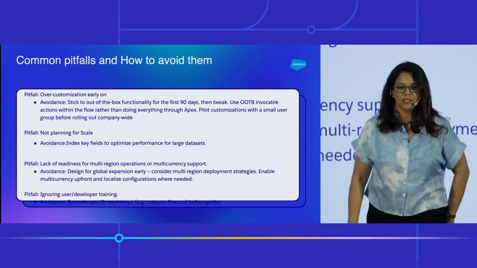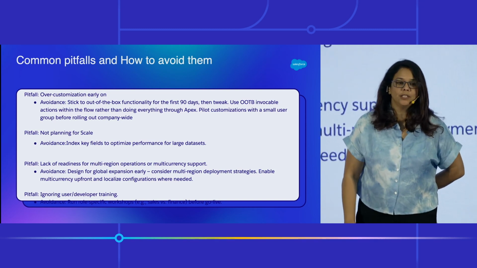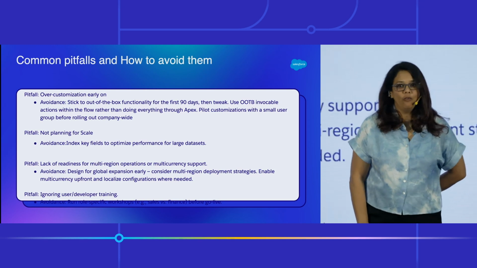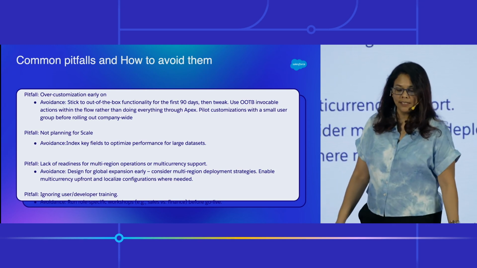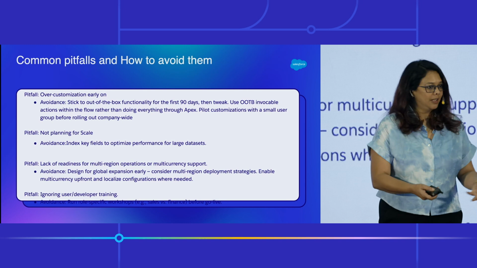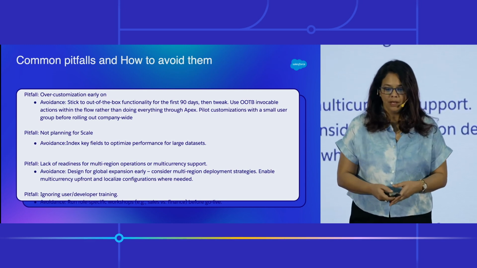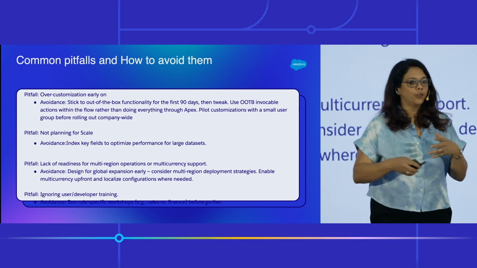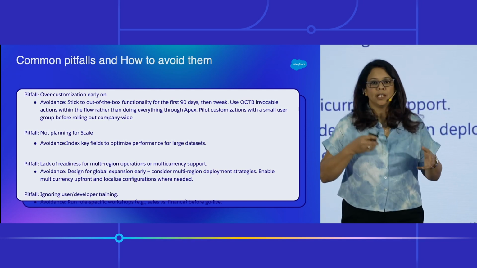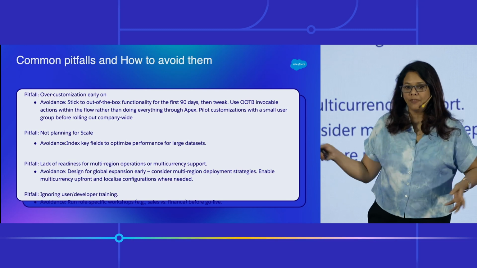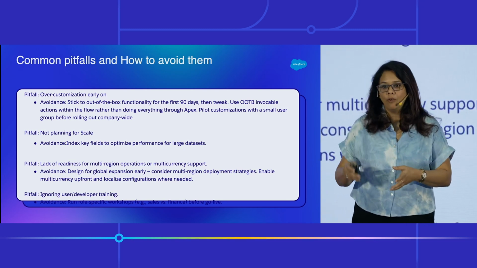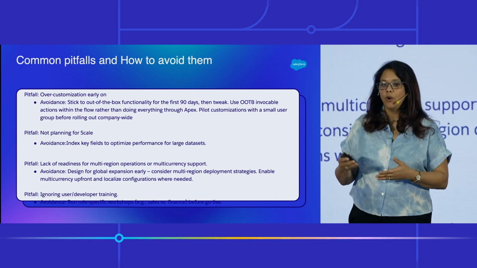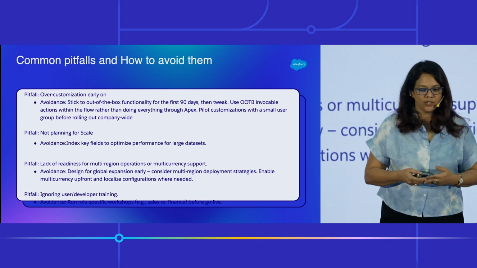Common pitfalls and how to avoid them. Over customization early on. Avoid over customizing. Use the default out-of-the-box invocable actions instead of going to Apex. If you see, there is customizability built in every step of the way, so wherever you are trying to put a trigger or something, avoid that kind of customization initially.